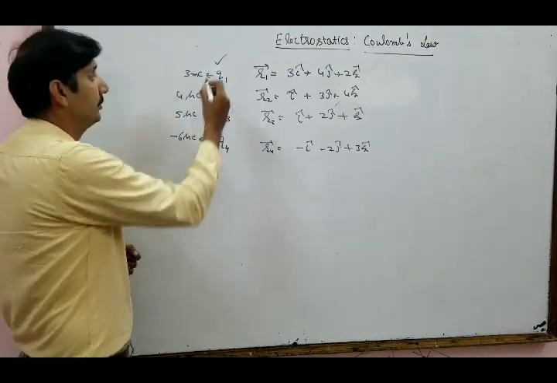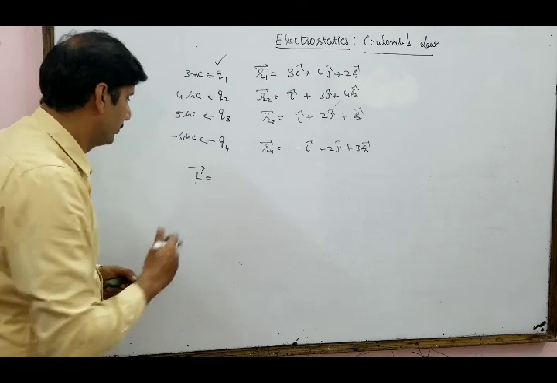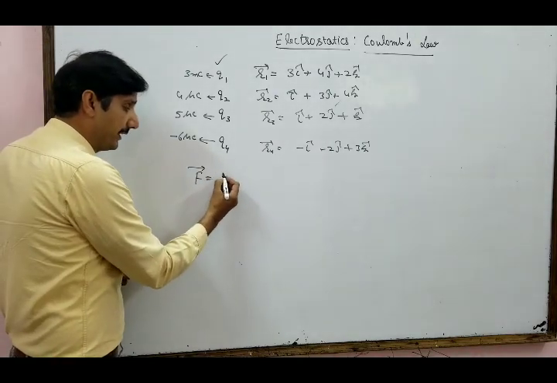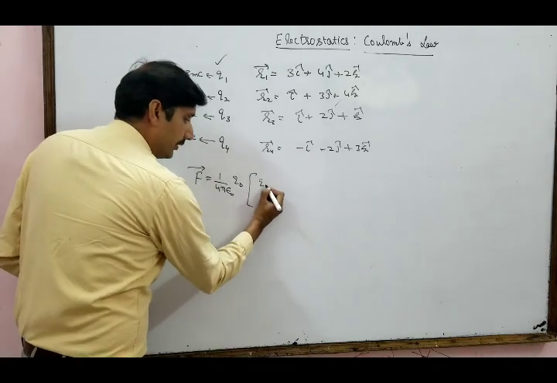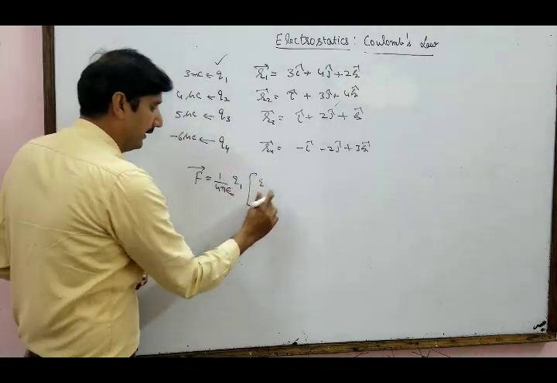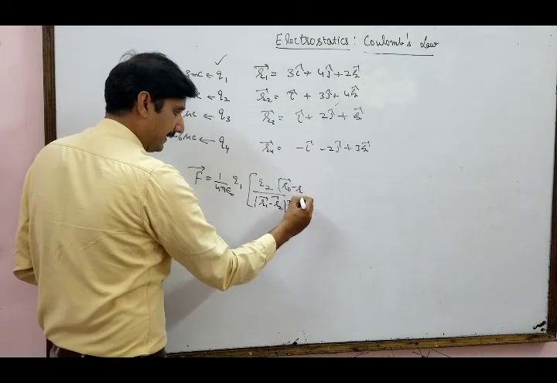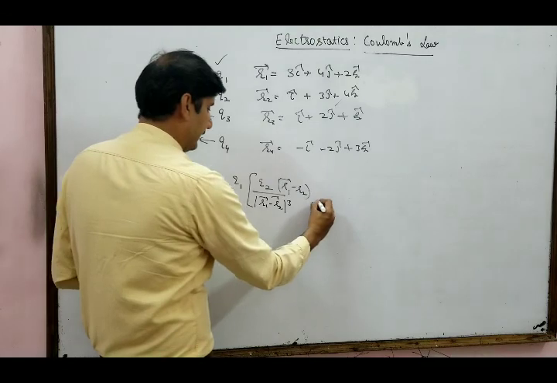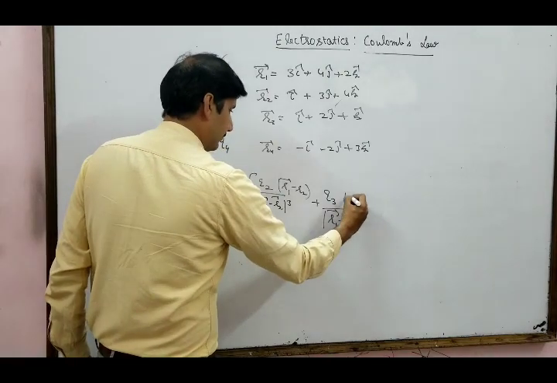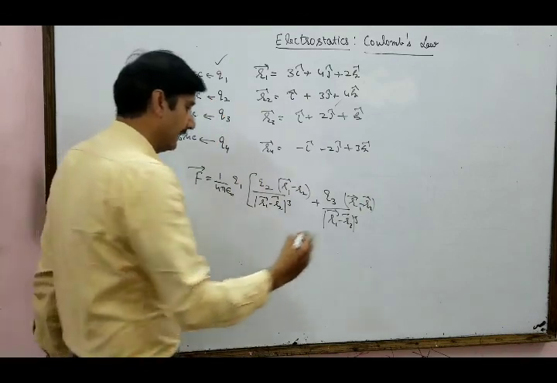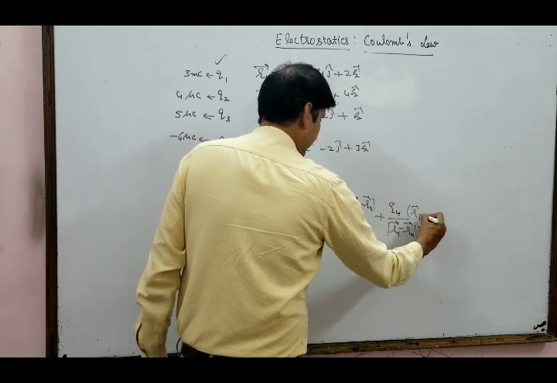Let's find out the force on Q1. I know the total expression for force would be 1 by 4 pi epsilon naught, Q1, then Q2 divided by |R1 minus R2| whole cube, into (R1 minus R2), then Q3 divided by |R1 minus R3| whole cube, into (R1 minus R3), and then I can write down Q4 divided by |R1 minus R4| whole cube, into (R1 minus R4).